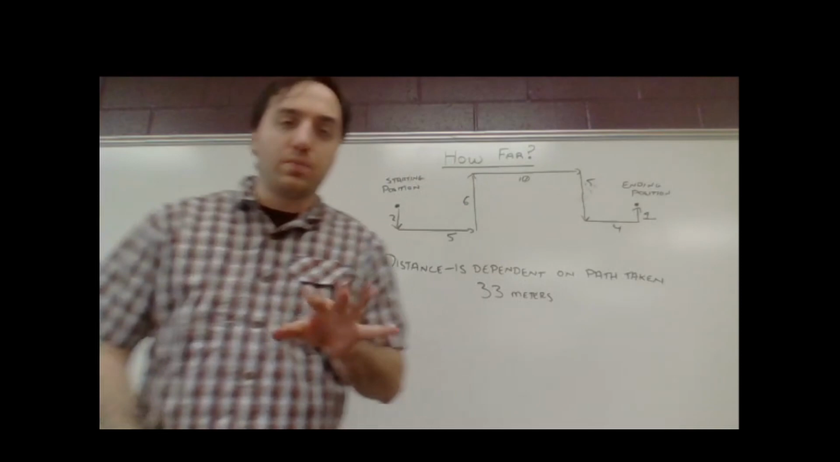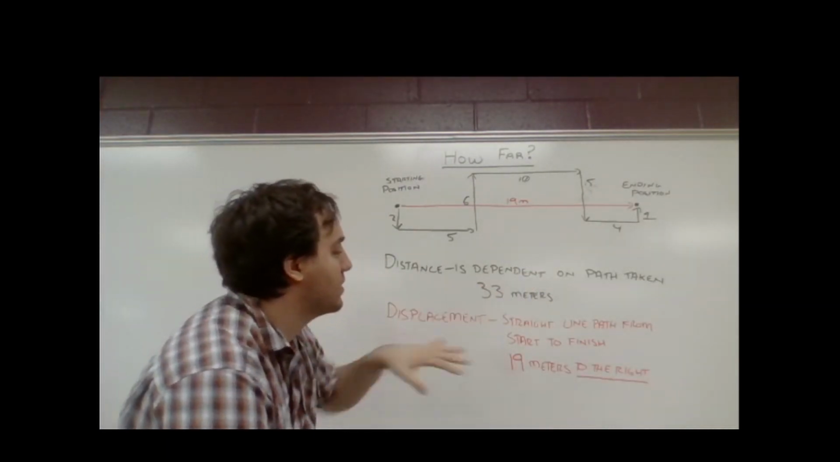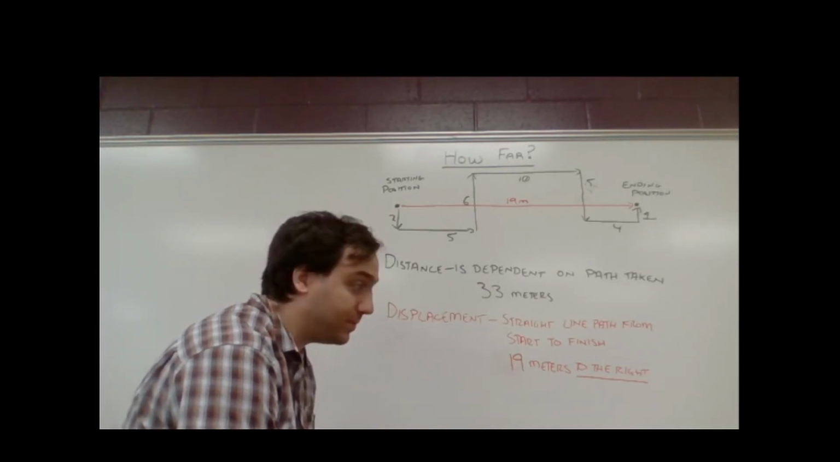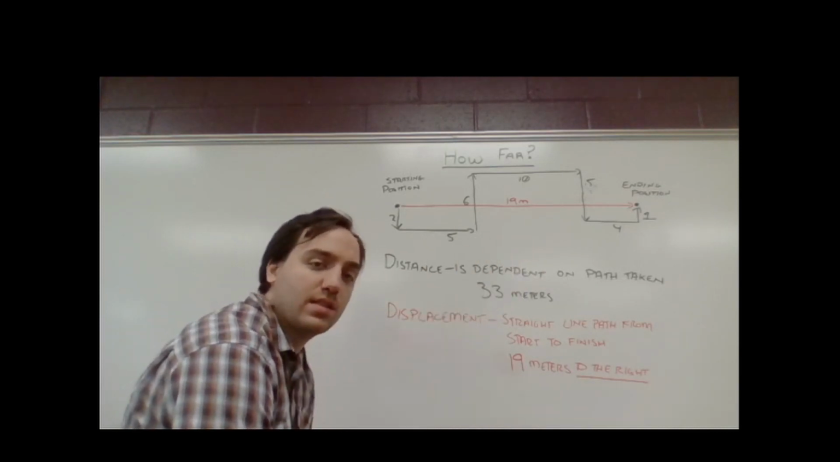On the other hand, we have displacement. Displacement is the straight line path from start to finish. It only cares about how far did you go as a result. In this case, it's 19 meters to the right because that is the straight line distance between them.